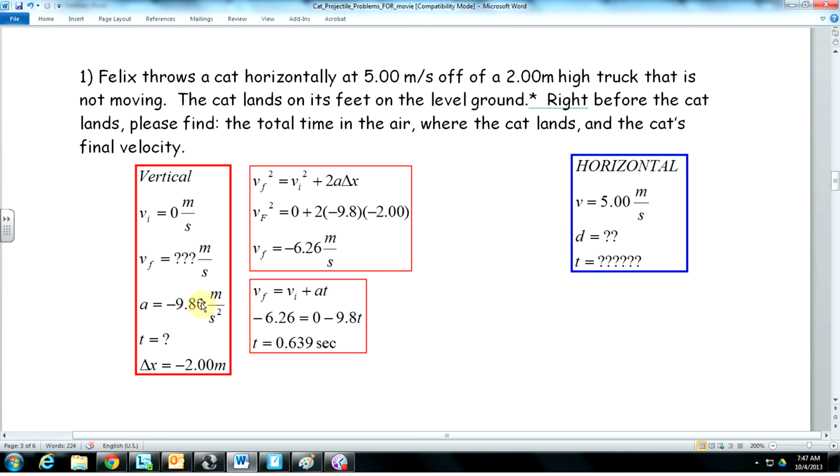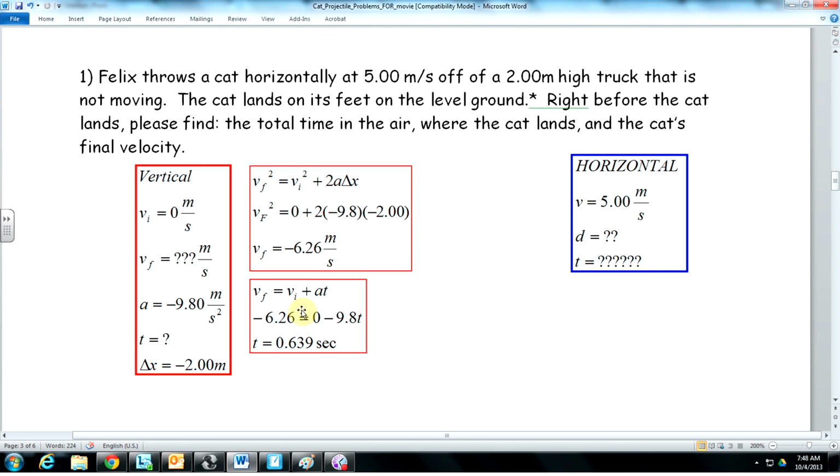We know 1, 2, 3 things, and whenever we know 3 things we can solve, we grab this equation. I can get the final velocity. I know to make it negative because it's going downwards. I get a negative velocity of 6.26. I think you get around negative 6.3 something if you use 10 instead of 9.8.